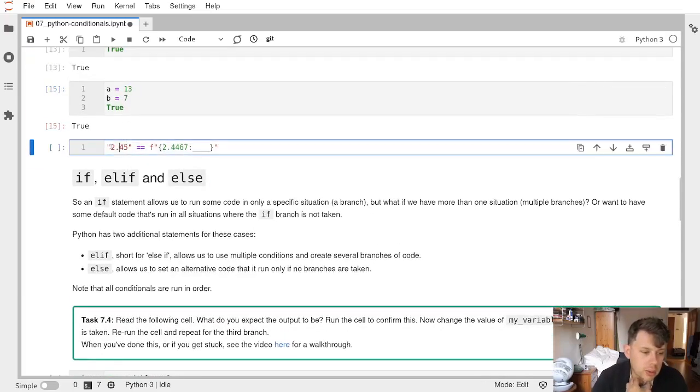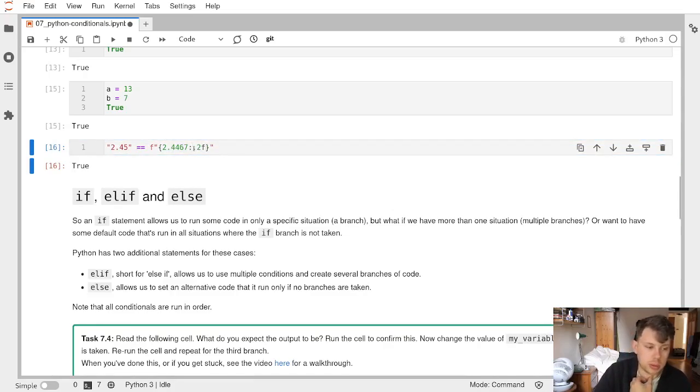Okay, and then this last one, 2.45, as a string is equal to the formatted string of 2.4467, where the formatting we use is two decimal places.